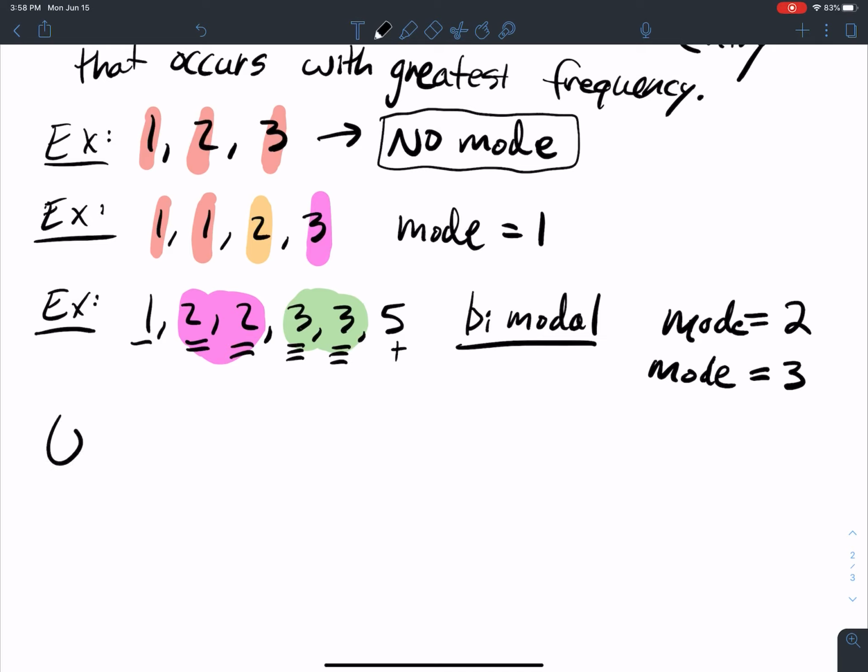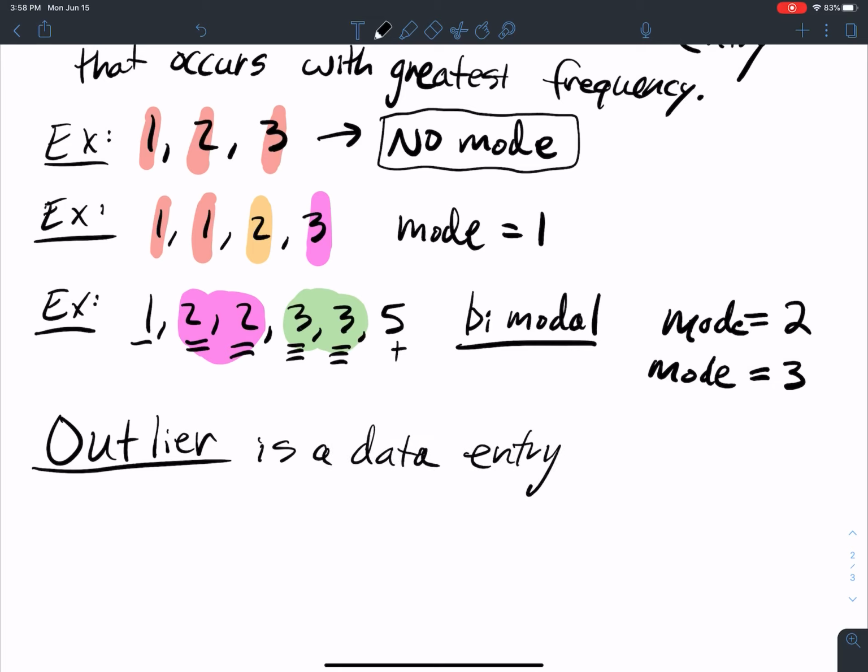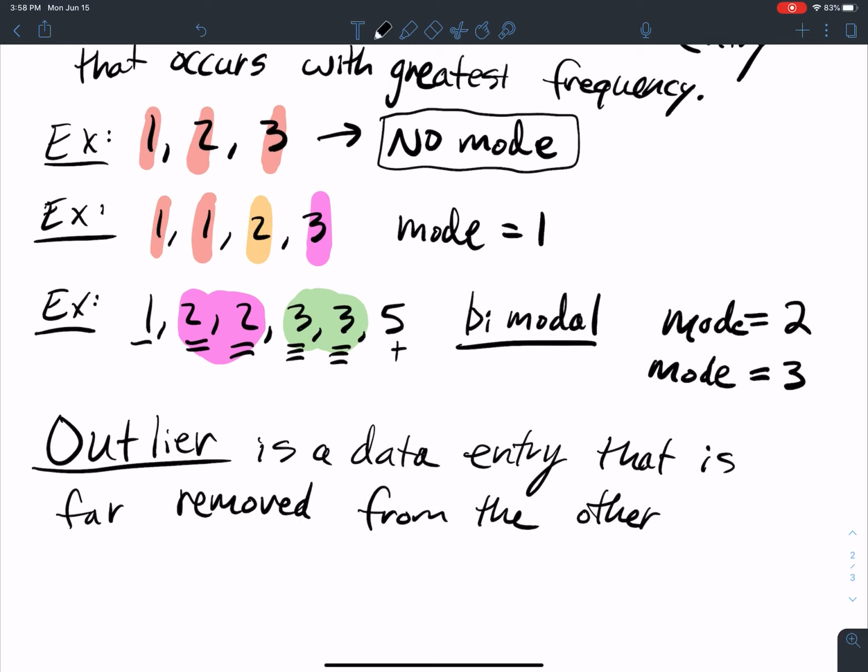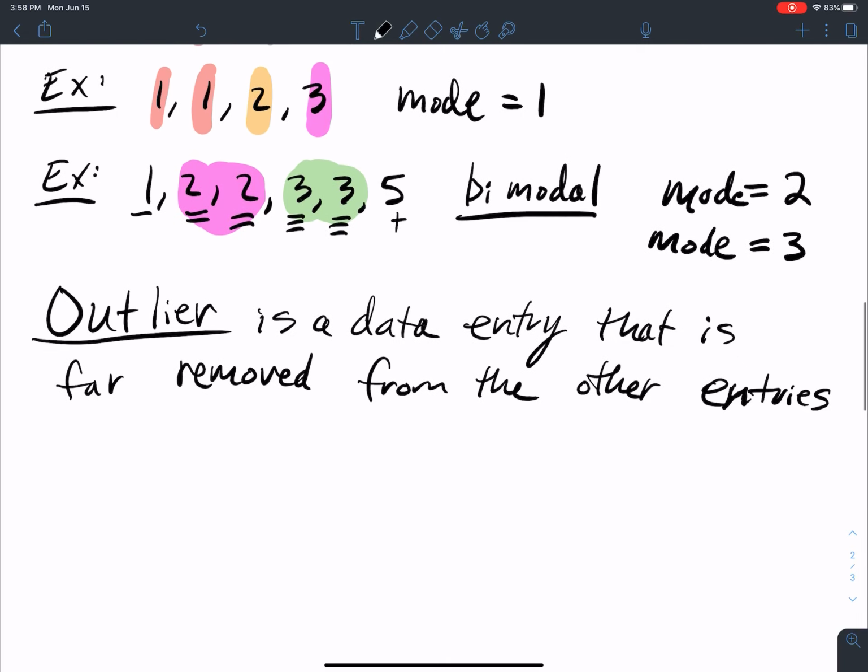Now, the last concept in this video is the outlier. An outlier is a data entry that is far removed from the other entries in the data set. Okay?